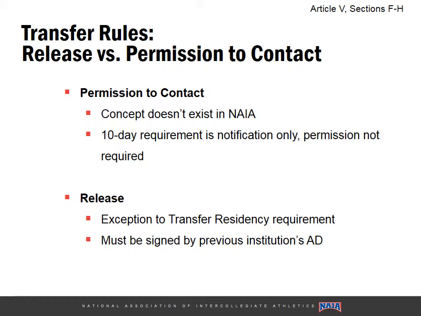A release is needed from the previous school's athletic director, associate athletic directors, or compliance office in order for a transfer student to be eligible for the transfer residency exception. This release is not necessary to allow for communication between a coach and a student.